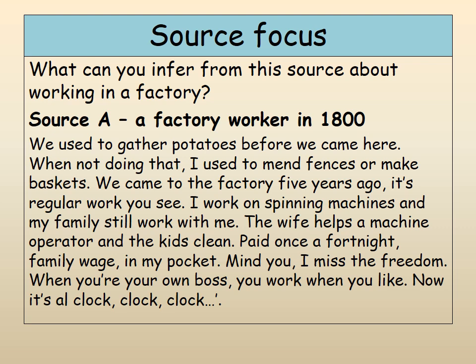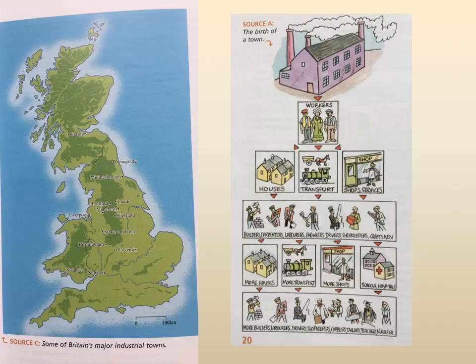So hopefully you've seen from that source that there were some positives about working in factories in terms of the employment and the pay, but you can see here that people very much missed that freedom. So watching a clock and having that boss, that was a huge kind of social change in the Industrial Revolution.